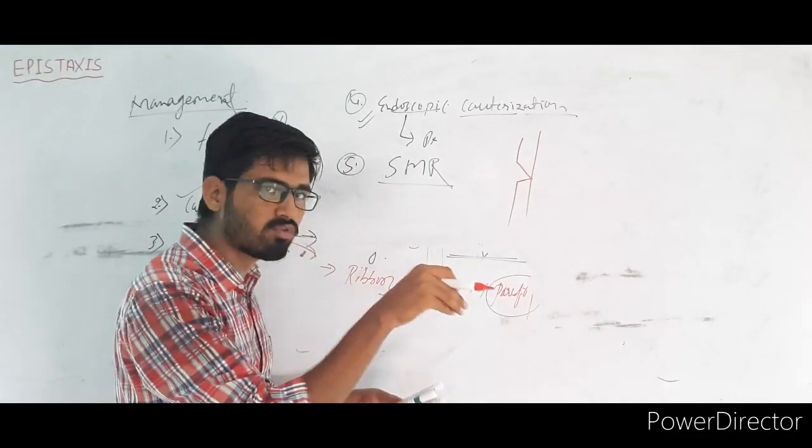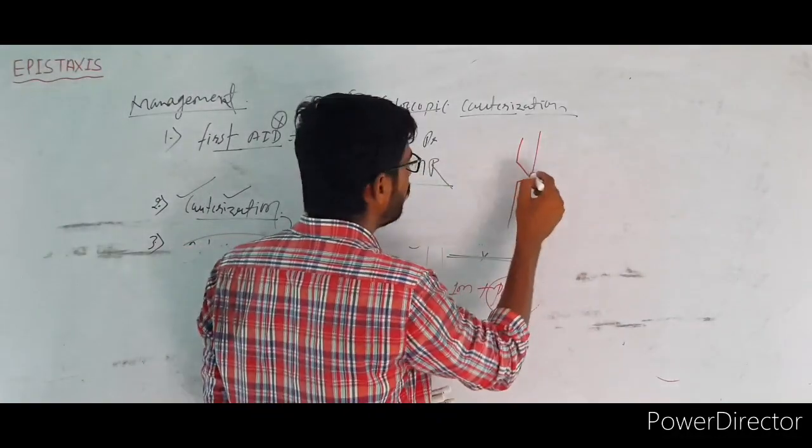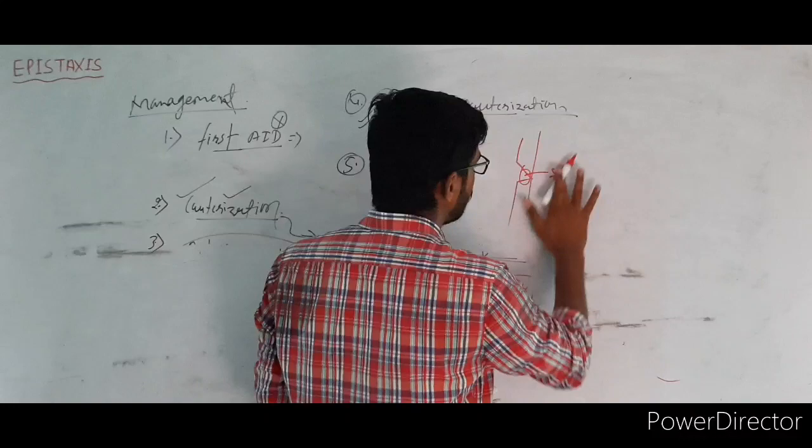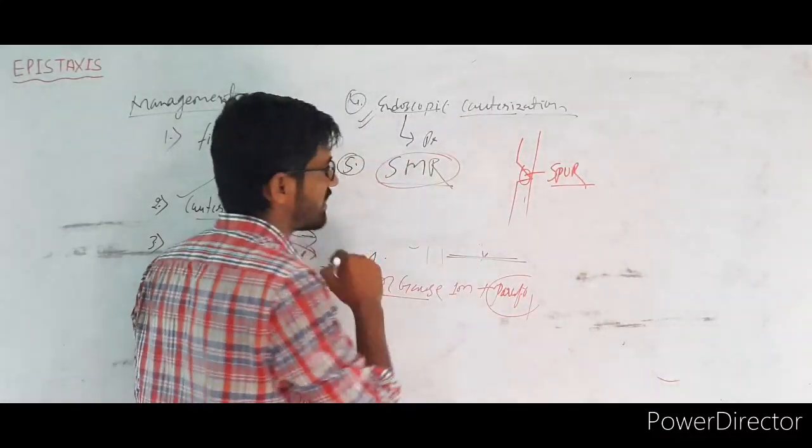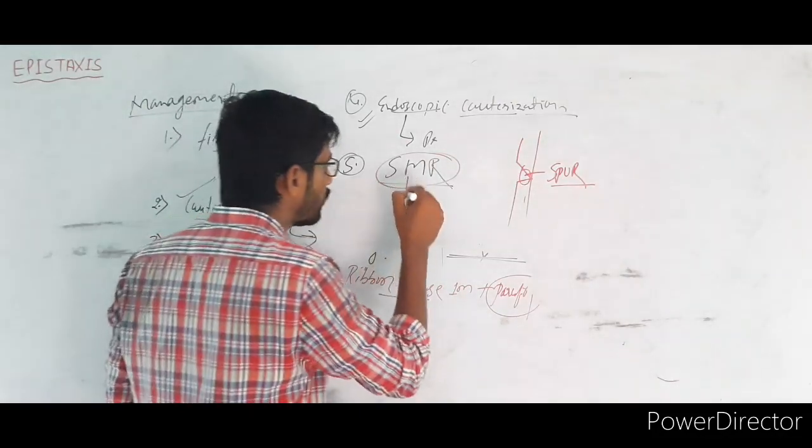It's giving pressure on the lateral wall, and bleeding occurs. So for removing this spur, we are doing this SMR. Second thing, why are we doing this SMR?